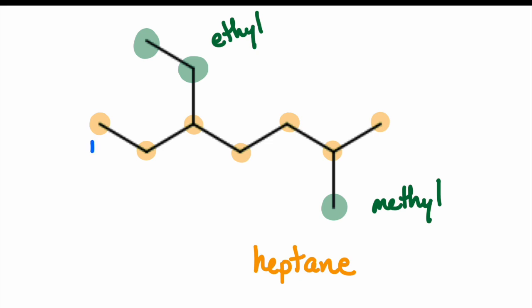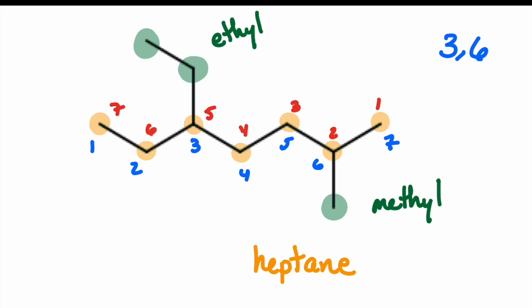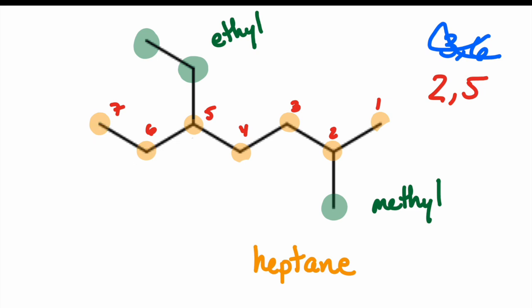Well, if I did this way, 1, 2, 3, 4, 5, 6, 7. If I picked my blue numbering scheme, I would have a 3 and a 6 in the name. If I go the other direction, I would have a 2 and a 5 in the name. So which one of these do I want to pick? Again, I want the lowest possible number in the name, so we're going to pick our red numbering scheme. All right, we don't want the blue, we want the lowest possible number in the name.